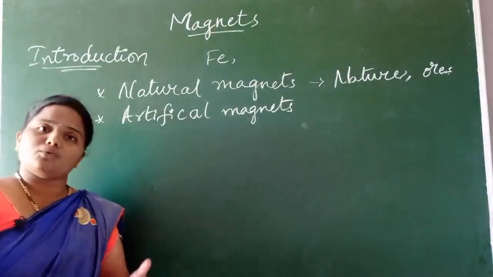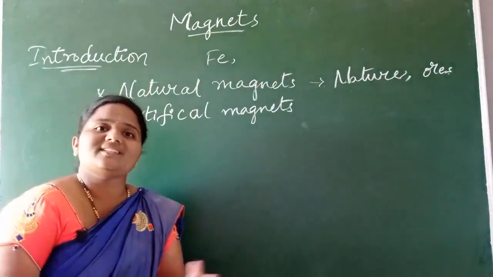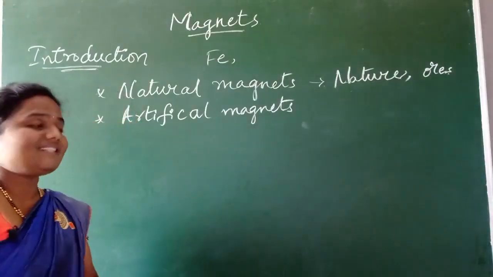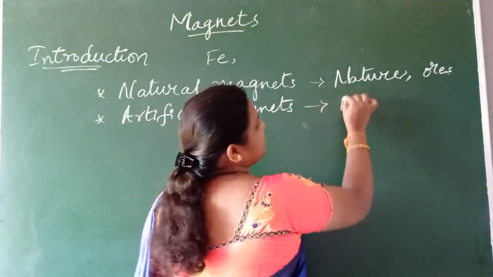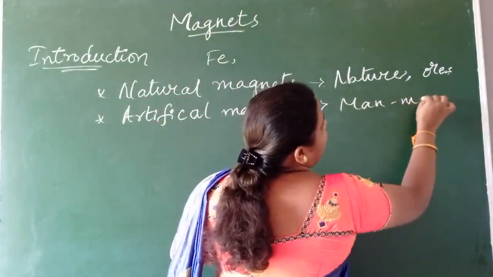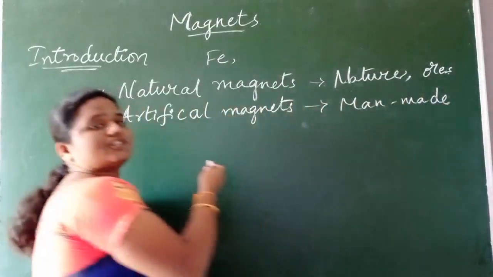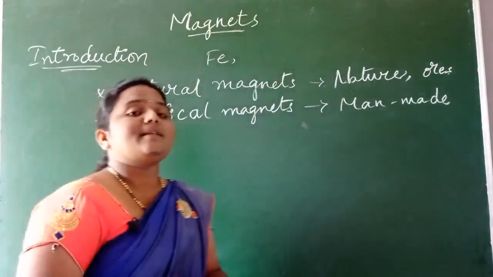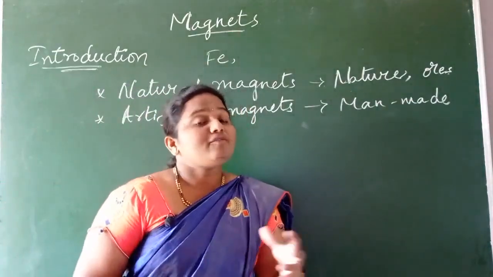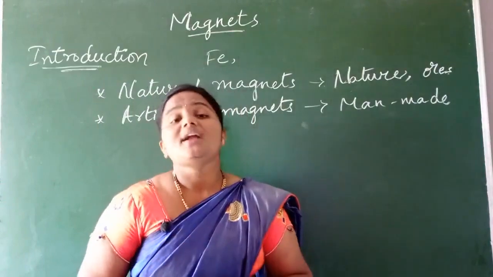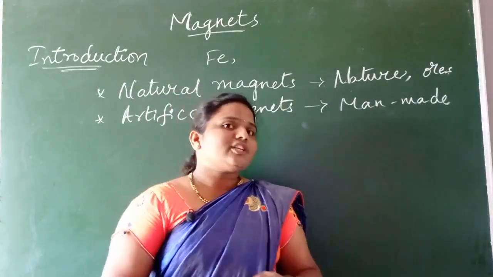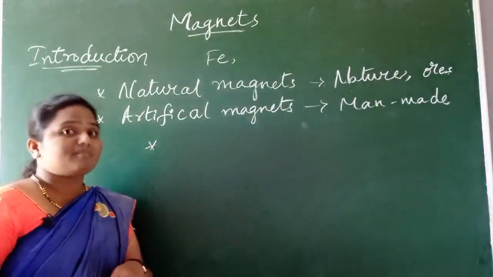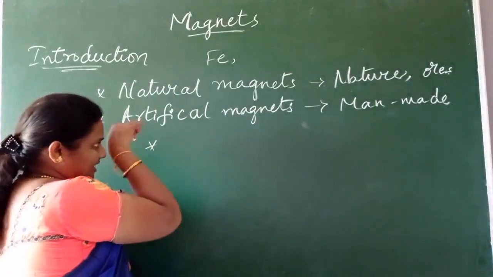Then what are artificial magnets? Artificial magnets are prepared by humans. Man-made magnets are called artificial magnets. Simple, children. Generally magnets come in different sizes and also shapes. And we have already learnt in lower classes the different types of magnets, isn't it?